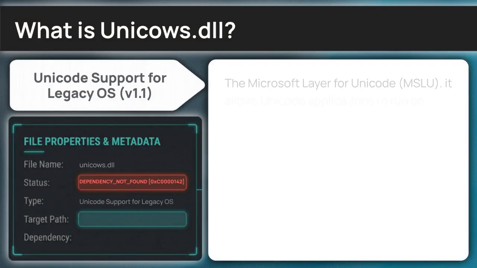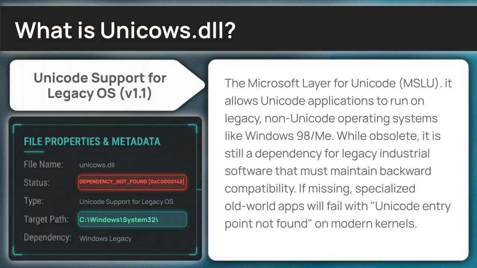This is the Unicows Library, the Microsoft Layer for Unicode, MSLU. It allows Unicode applications to run on legacy, non-Unicode operating systems like Windows 98 and ME. While obsolete, it is still a dependency for legacy industrial software that must maintain backward compatibility. If missing, specialized old-world apps will fail with "Unicode entry point not found" on modern kernels.